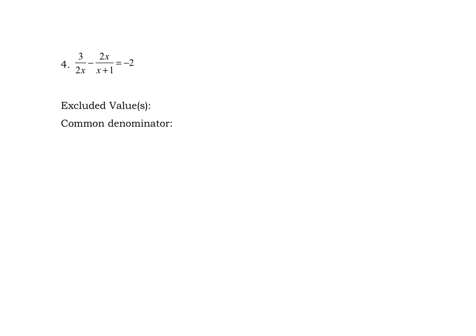Okay, so my excluded values come from the denominator. 2x equals 0, so x cannot equal 0. x plus 1 equals 0, so x cannot equal negative 1. My common denominator is both of those, so 2x times x plus 1. And usually when I have a whole number somewhere, I'm going to multiply it together because I'm going to use that 2x squared plus 2x when I clear the fractions.